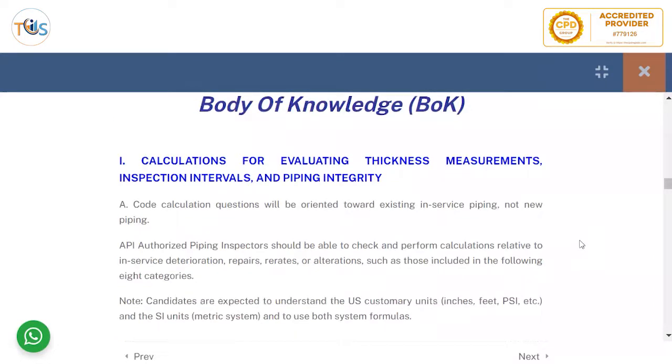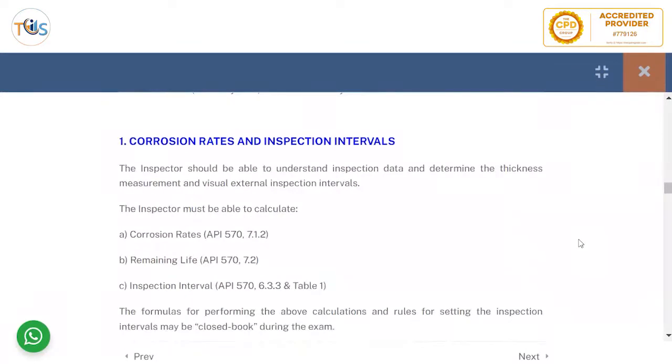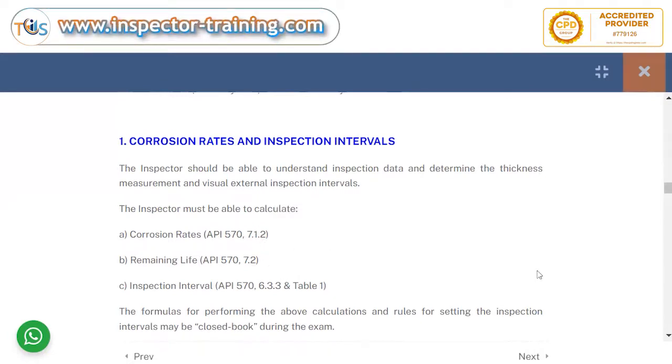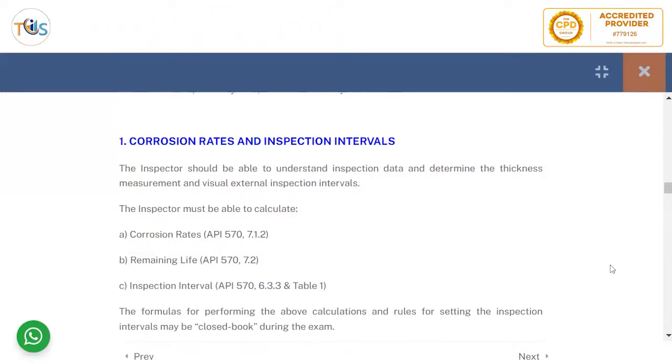On the body of knowledge, you should know about calculation for evaluating thickness measurement, inspection intervals, and piping integrity. You should also know about corrosion rates and inspection intervals. And as you can see here, it also refers to which section you have to go to. Everything that is written in the body of knowledge, the codes and section numbers, is doubly important, and you have to study them twice and be more careful here. There will be a lot of questions coming from those sections which are mentioned in the body of knowledge specifically.